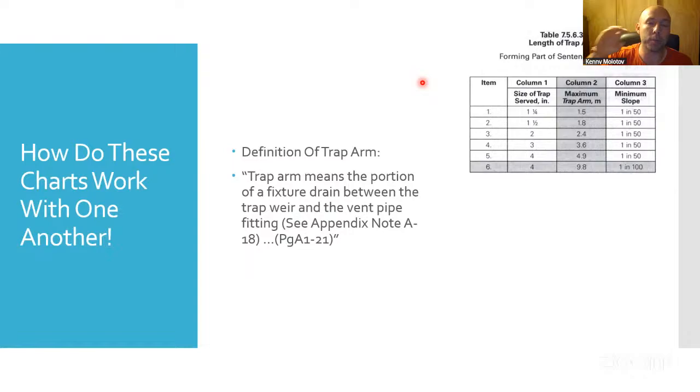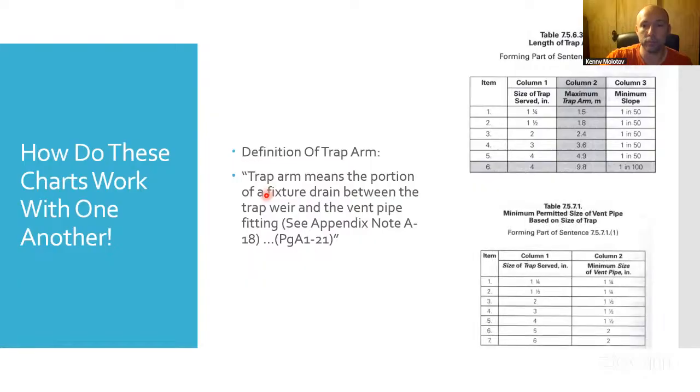We have a maximum distance before we introduce our vent. That's basically how that goes. And now we have the minimum permitted size of vent pipe based on size of trap. So we have these three different charts just to start sizing venting. In other words, I have the size of the fixture outlet pipe, the length of the trap arm, and the size of the individual vent based on the size of the trap.